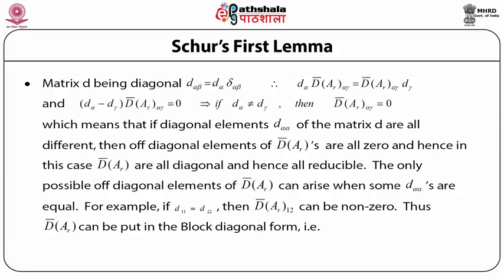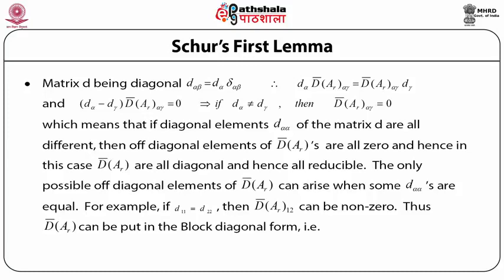What does it tell us? It tells us that if the elements D alpha and D gamma of the diagonal matrix are different, then D bar AR alpha gamma is equal to 0. Which means that if the diagonal elements D alpha alpha of the matrix D are all different, then the off-diagonal elements of D bar are all 0. And hence in this case, D bar A alpha are all diagonal and hence all reducible.